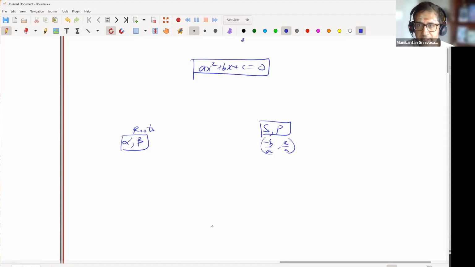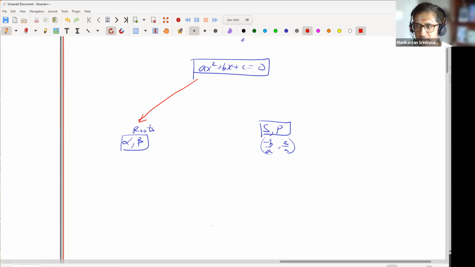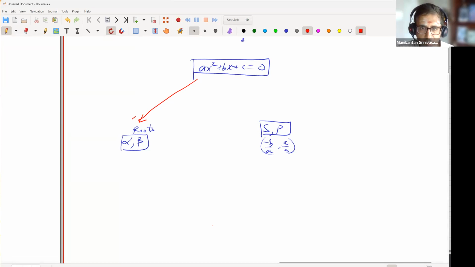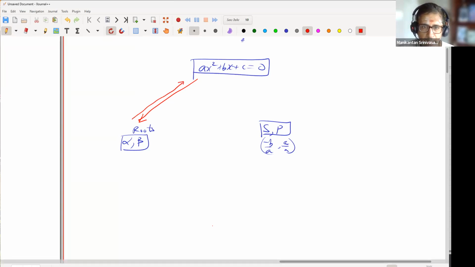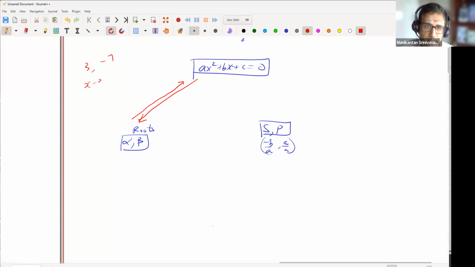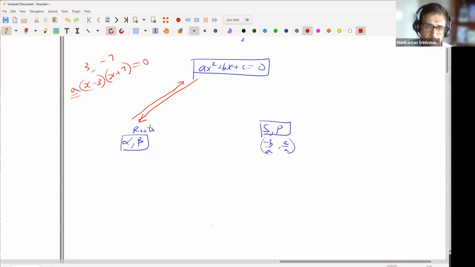Now, all of them are connected, right? So depending on the situation, we should be able to adapt. Given an equation, we should be able to solve for the roots, either by factorization or by using the minus b plus or minus formula. Given the roots, we can find the equation also, right? How do I do this? If I know the roots as 3 and -7, my equation just becomes x minus 3 times x plus 7 equal to 0. That's it, right? I can put any number here in front, doesn't matter, because anyway you can divide by a. So effectively the a does not matter. So given the roots, I can find the equation. Given the equation, I can find the roots.